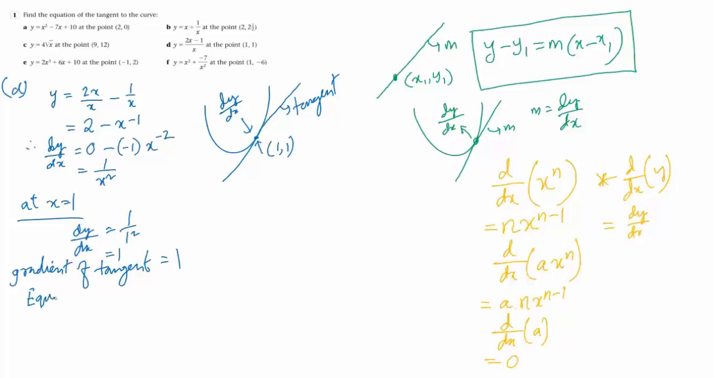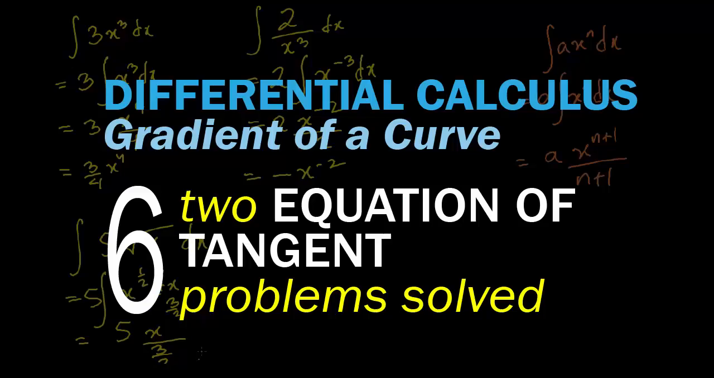So the equation of the tangent is y minus y1, which is the y coordinate, which is 1 because the point is (1, 1). Then 1 is the gradient, times x minus x1. Let's simplify. y minus 1 equals x minus 1. And so y equals x because the minus 1 and the minus 1 cancel.